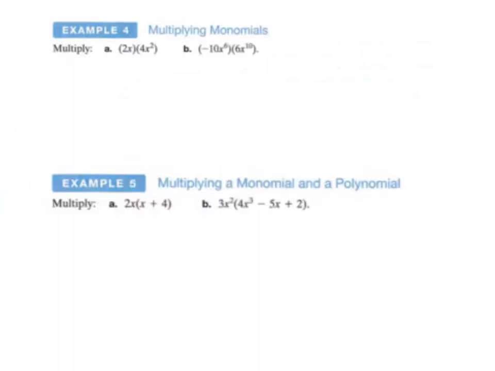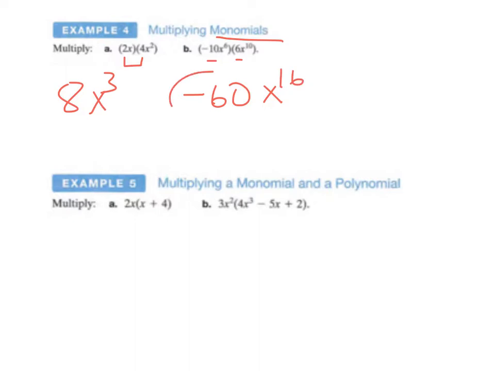We're going to use that to multiply what's called monomials. Monomials is when we have no plus or minus signs. So I can multiply my number times my number, which is 8. But the letters, because I'm multiplying, I'm going to add the exponents. In this case, 2 plus 1 is 3. So now let's multiply our number times our number, which is negative 60. And if we add the exponents, we get 16. And so there's our answer. And here's our answer over here.